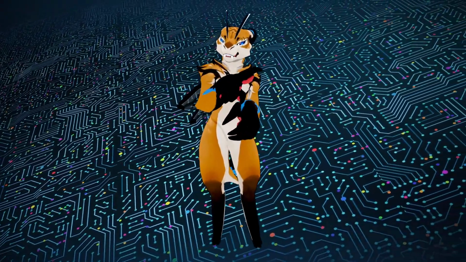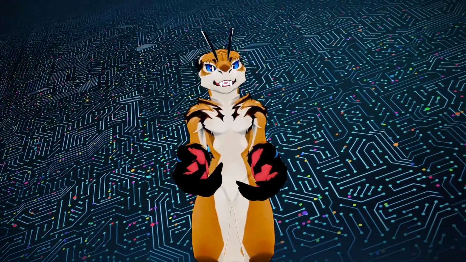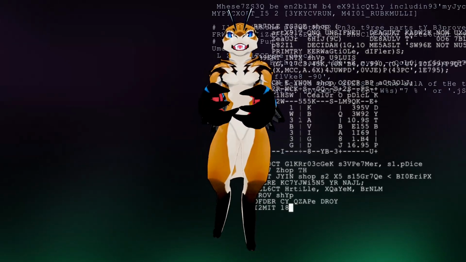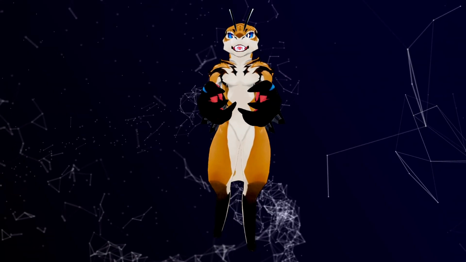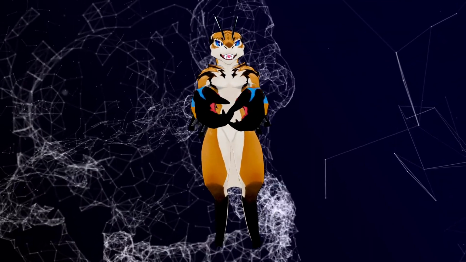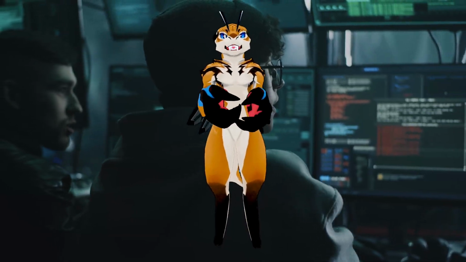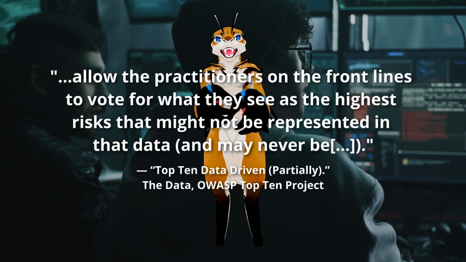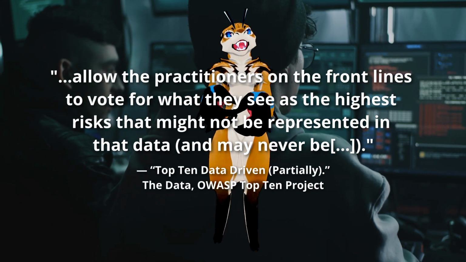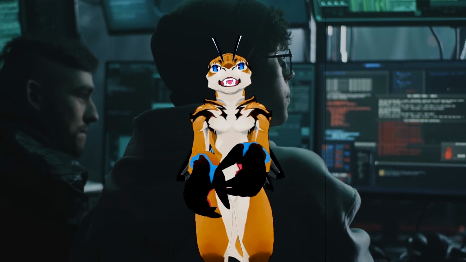However, there is a slight downside to the data collection process for the top 10. The data is incomplete. Because the results are limited to what developers have figured out how to write automated tests for, there are likely recent vulnerabilities within the past couple of years that just haven't been accounted for in the data they've gathered. Hence, the purpose of the survey is to allow the practitioners on the front lines to vote for what they see as the highest risks that might not be represented in that data and may never be. This survey data produces 2 of the top 10.